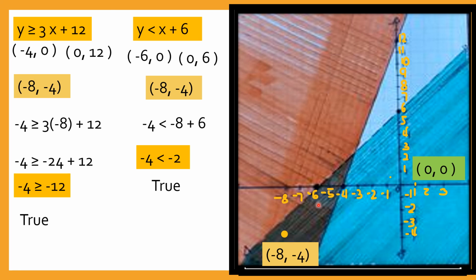So, hindi lang isang ordered pair ang solution ng inequality. Madami. Okay? So, that's how you're going to solve for system of linear inequalities by graphing.